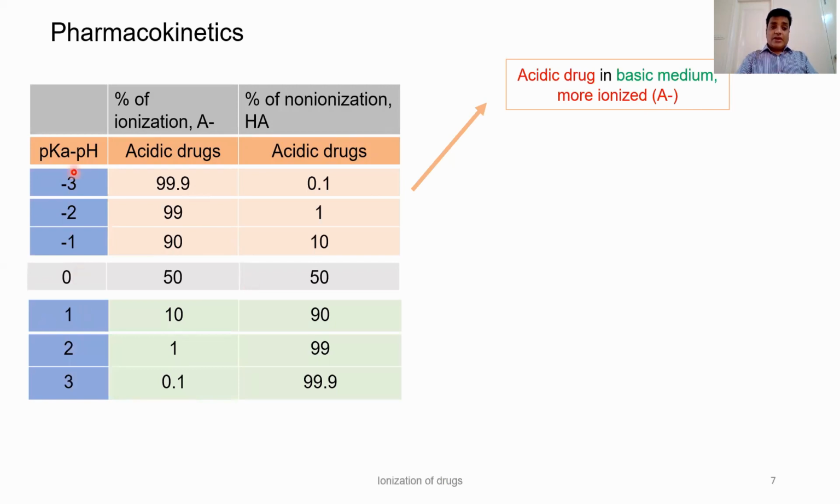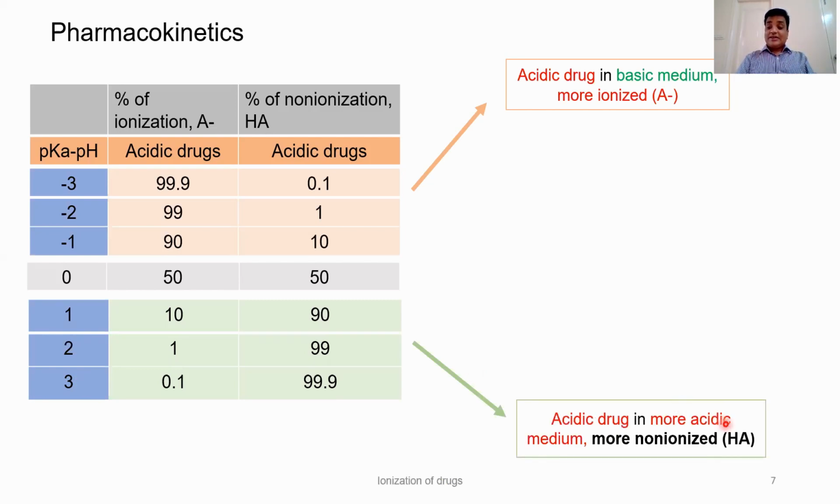Similarly, if we have pKa minus pH for acidic drugs as 1, 2, or 3, it means the acidic drug is kept in a more acidic medium. The acid wants to donate, but the surrounding, more acidic medium is not interested in accepting any proton, because it has more protons itself. So it remains undissociated, which means non-ionized. Acidic in acidic, non-ionized. More non-ionized means 90, 99, or 99.9%, depending on these three differences of pH.